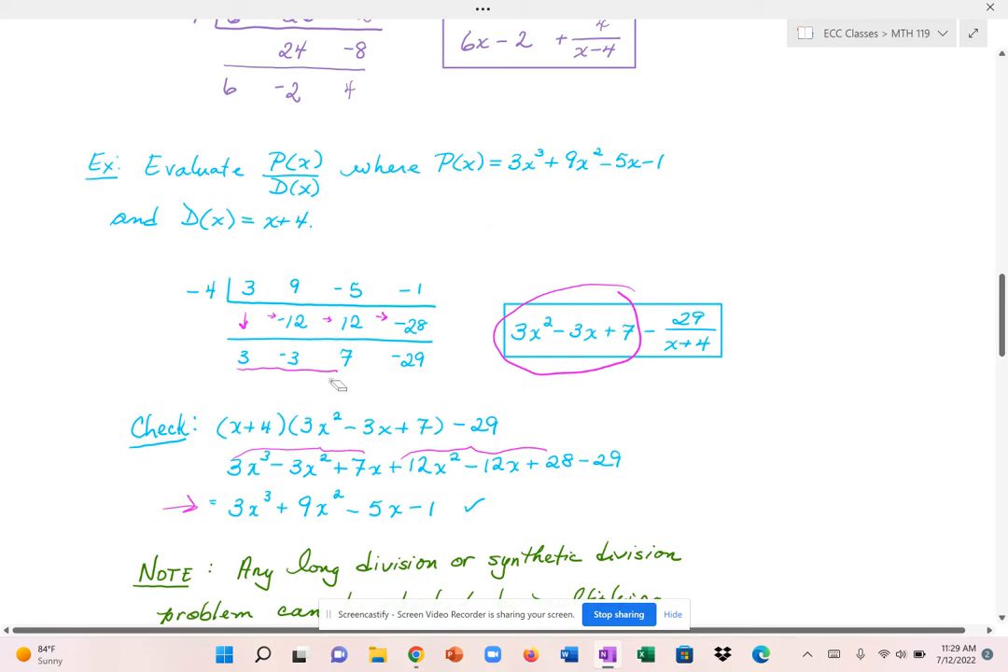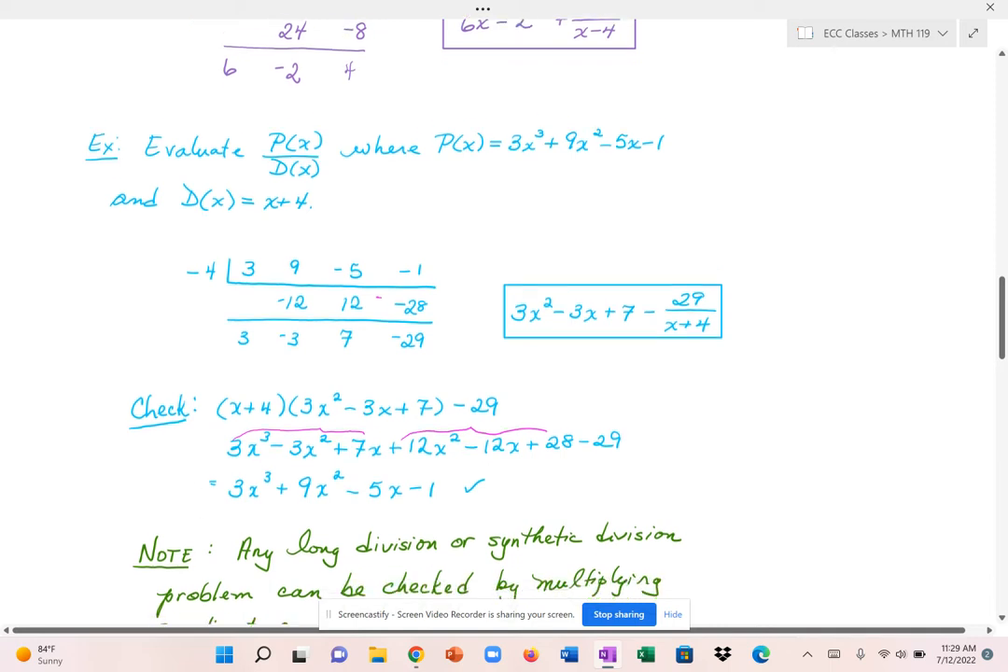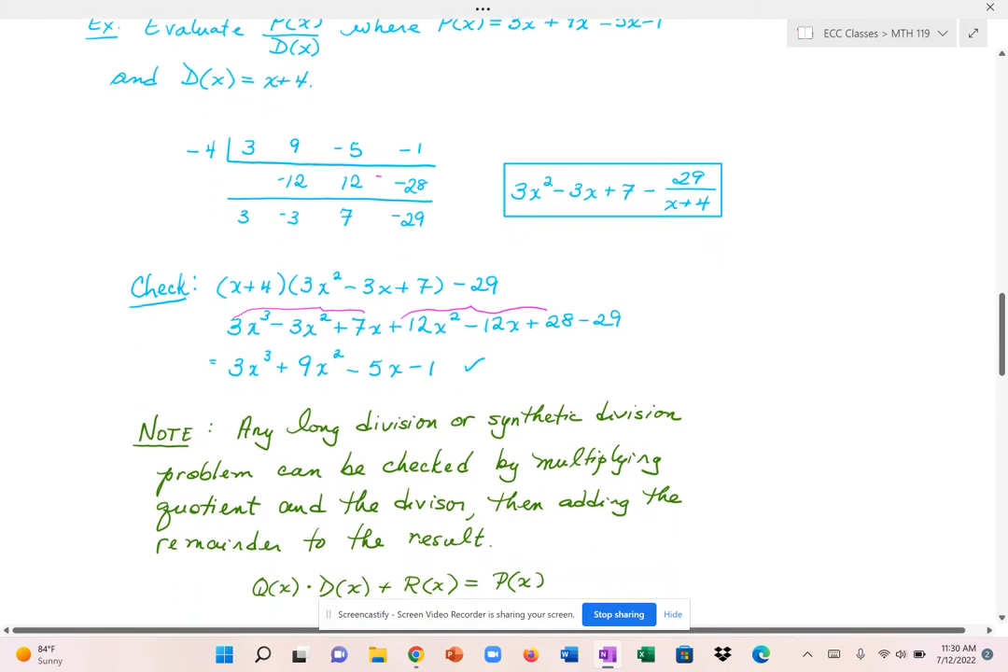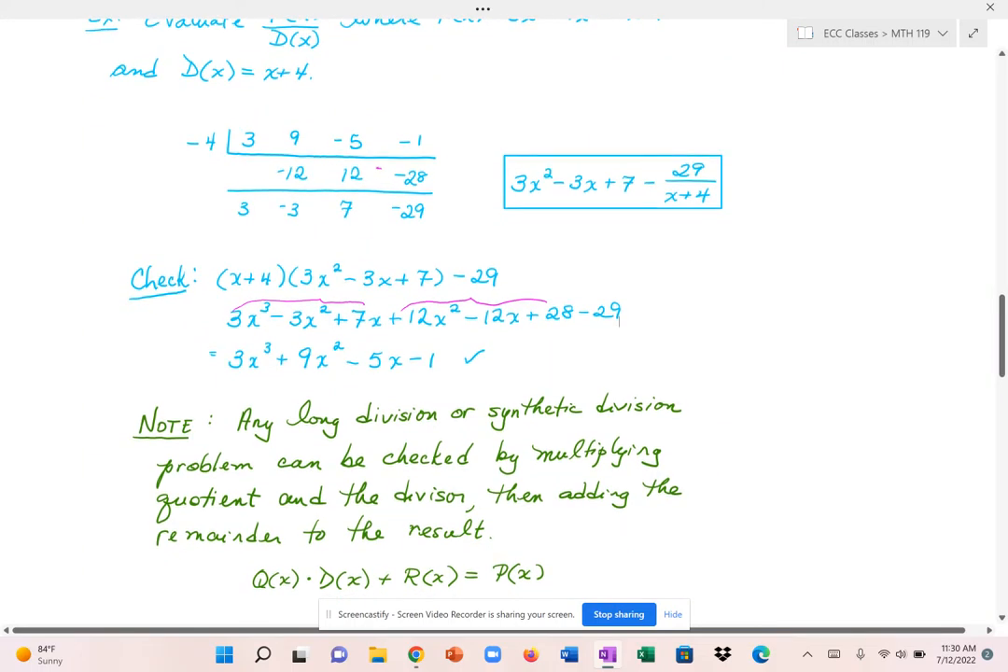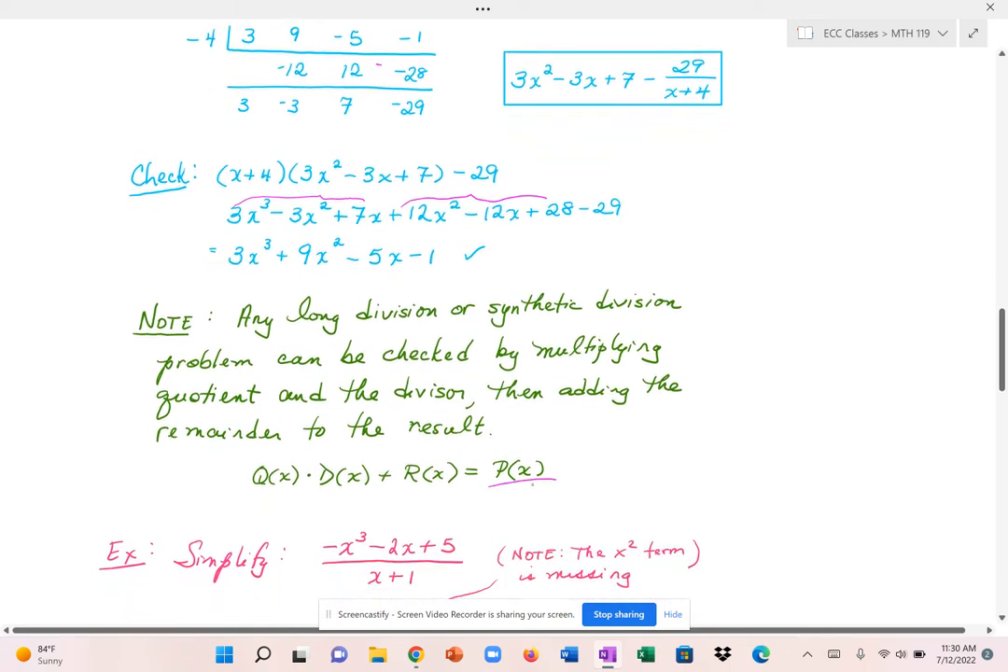So if you're not sure if you're on the right track, you could always check your answer by just multiplying the quotient by the divisor and adding in the remainder. If your remainder is 0, you don't need to do this extra step right here. You would just multiply. Okay, so any problem, either done by long division or synthetic division, can be checked by multiplying the quotient and the divisor, then adding in the remainder. And it should give you back your dividend, which is what we're calling p of x.